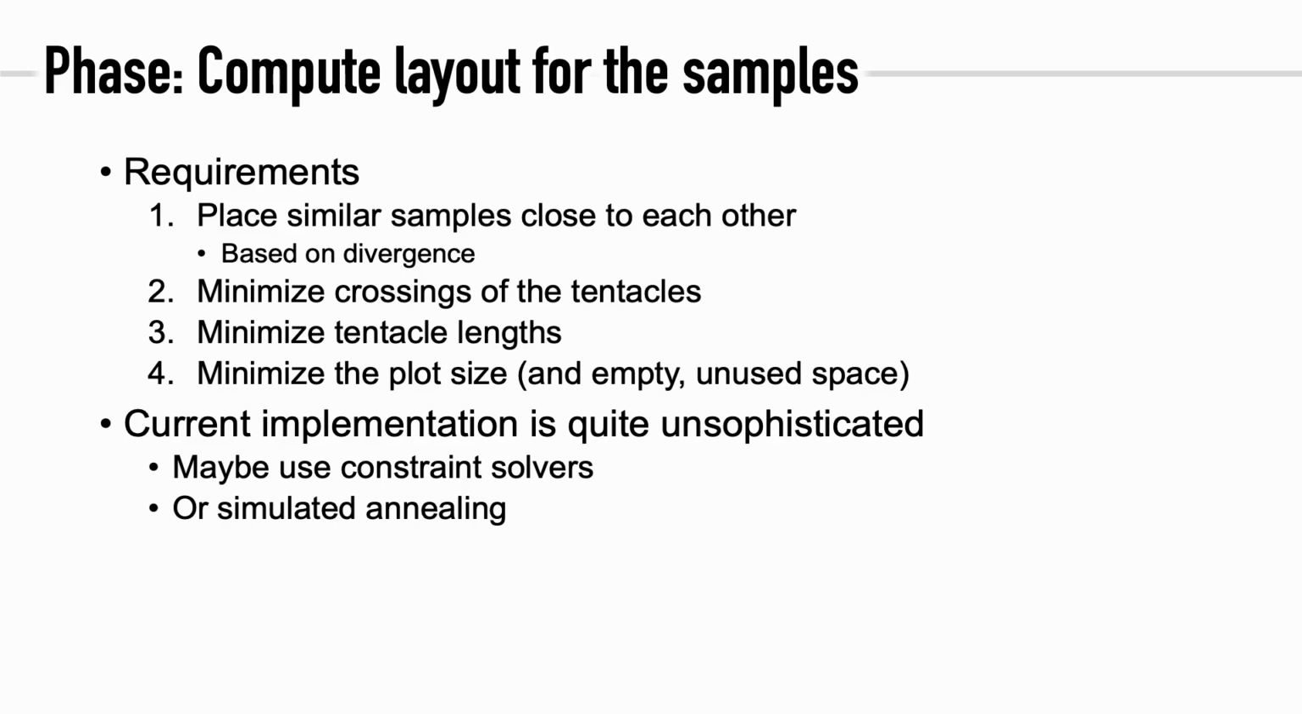Okay, computing layout for the samples. The exact algorithm for computing the layout is still in progress, but we have identified several requirements. First, similar samples should be placed close to each other, for instance, based on divergence. Also, crossings of the tentacles should be minimized because crossings make it really difficult to read the visualization. And also tentacle length should be minimized and the plot size. The current implementation is quite unsophisticated, but we are looking at constraint solvers or maybe simulated annealing, but that happens in future.